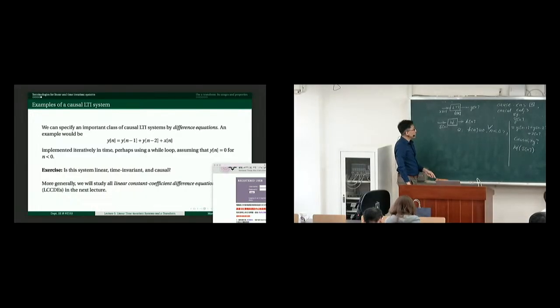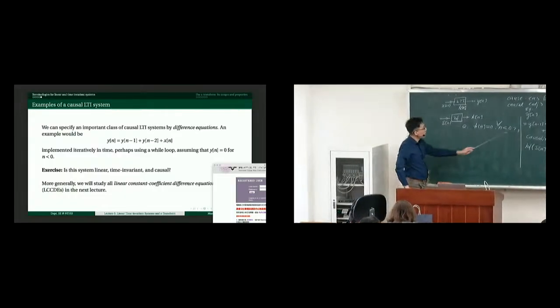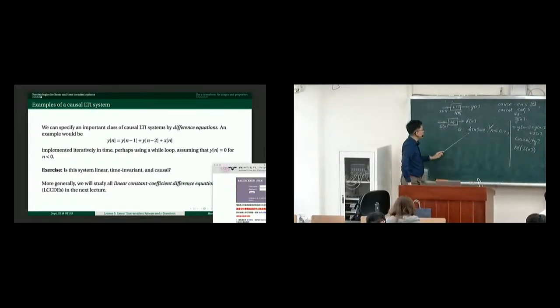So can you answer, is this system causal? When we receive delta and produce this h, is h all 0 before time 0? Yes or no? Looking like a yes, right? Consider this is a line of code. Before giving it any input, of course, the output is 0.